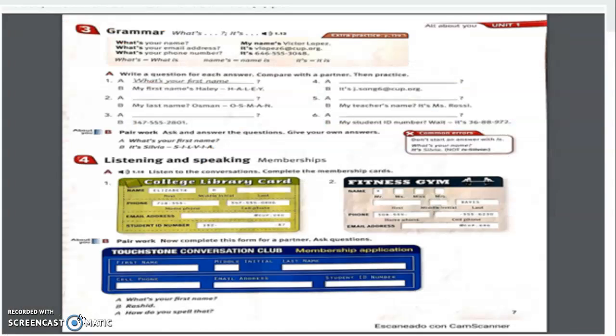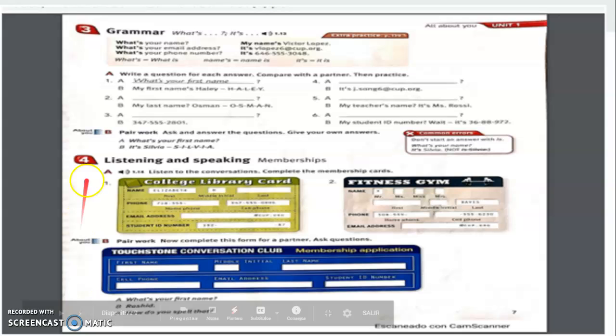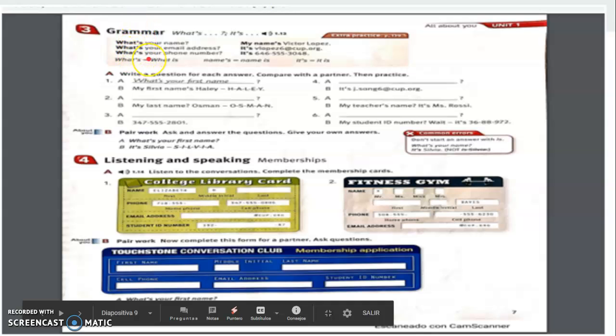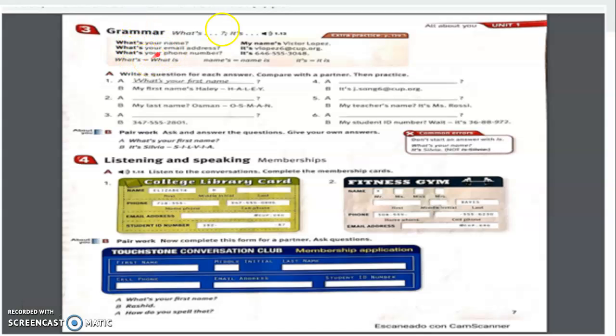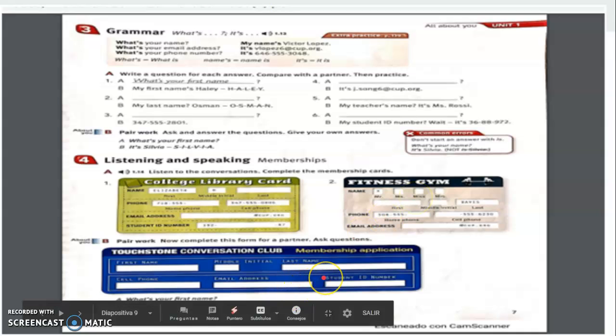On the next page, page number 7, we use the grammar word what. For example, you say what's your name, what's your email address. This is the question you say with what. What's your phone number, and next to it you find the answer. Here we have an ID card, fitness gym membership, and you want to complete this information according to the conversation club. Okay, students, let's continue.